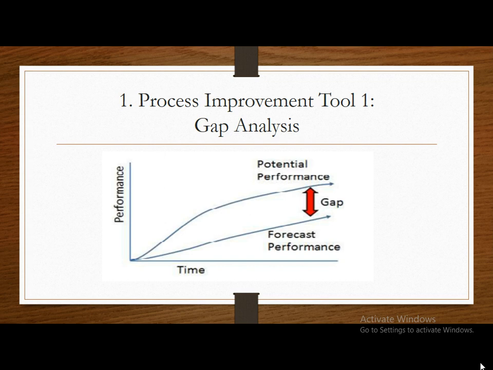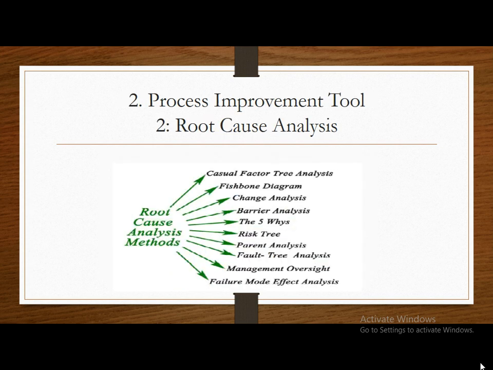So actually we have to forecast the performance and potential performance, and if there is any gap between the potential performance and forecasted performance, that gap should be identified. So this was the first process improvement tool, gap analysis. After that we have root cause analysis, that is the second improvement tool.